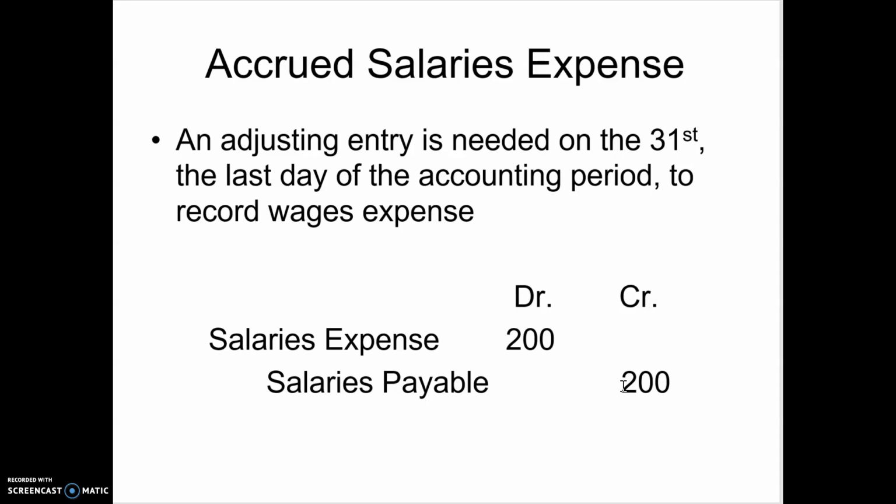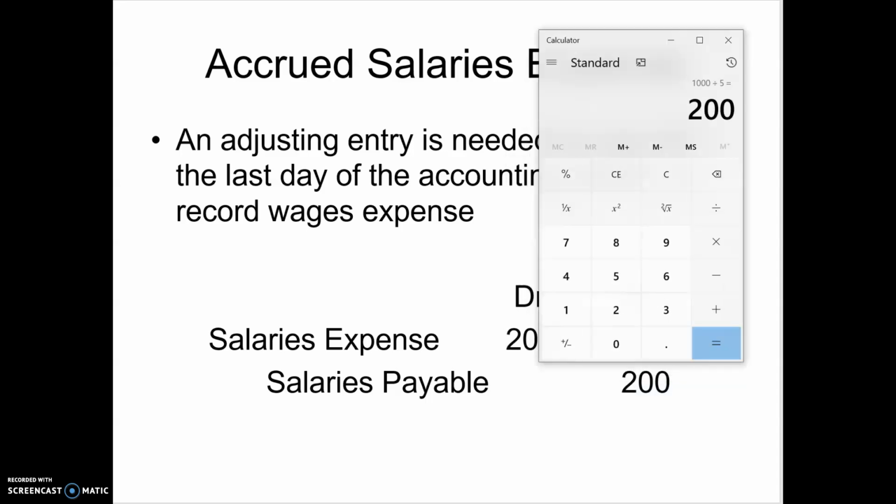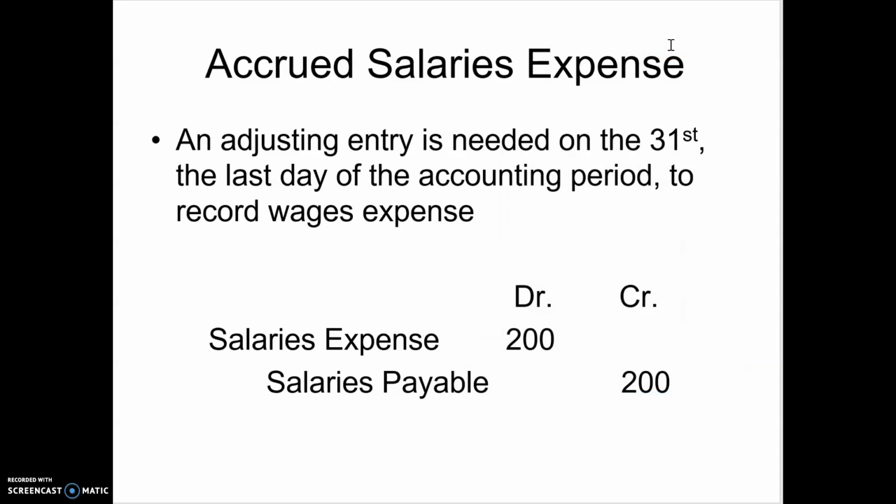Okay. If, let's say, the 31st would have fallen on Wednesday of that week, then we would have needed to record it for Monday, Tuesday, and Wednesday. So it would have been 200 times 3. 600 would have been the entry if the 31st would have fallen on a Wednesday. Okay. So that's what we're trying to do. We're trying to record the portion of the wages that were incurred in this period.